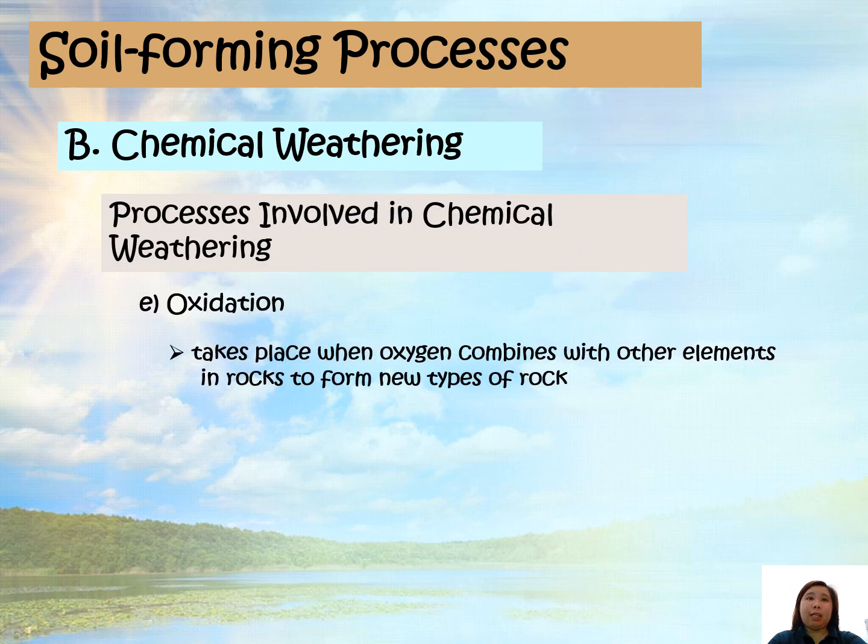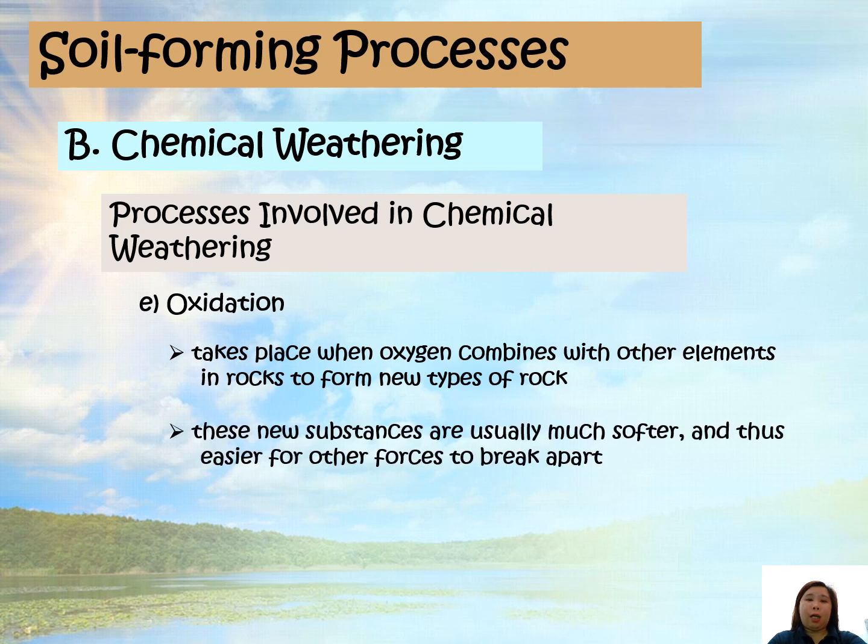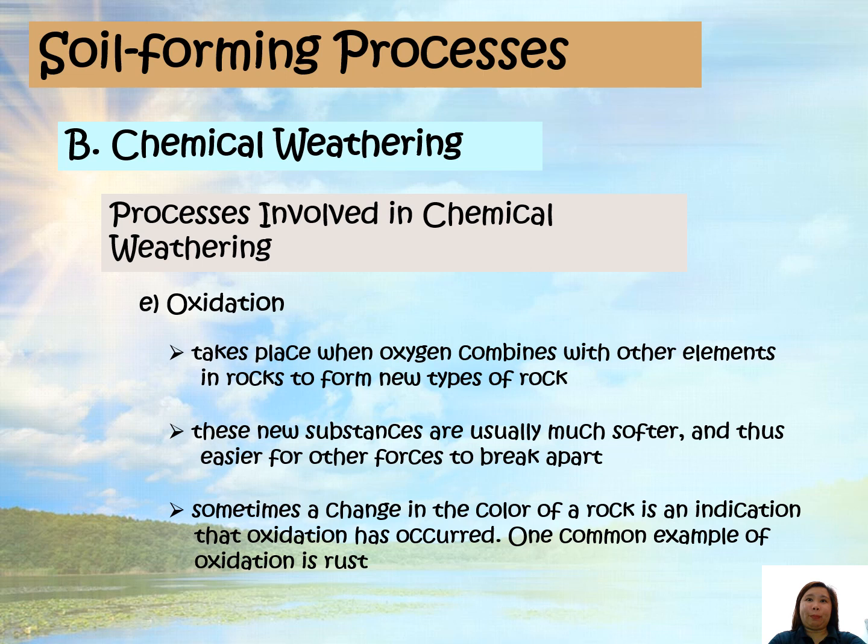The last one we have for chemical weathering is oxidation. Oxidation takes place when oxygen combines with other elements in rocks to form new types of rocks. And these new substances are usually much softer and thus easier for other forces to break apart. Sometimes, a change in the color of a rock means that the oxidation process has occurred.